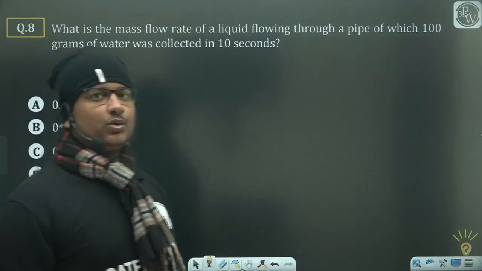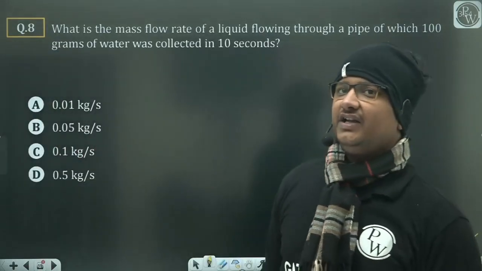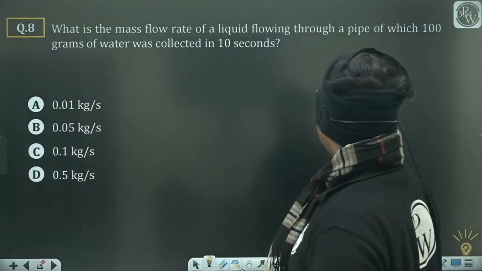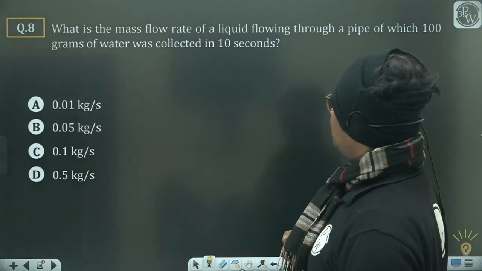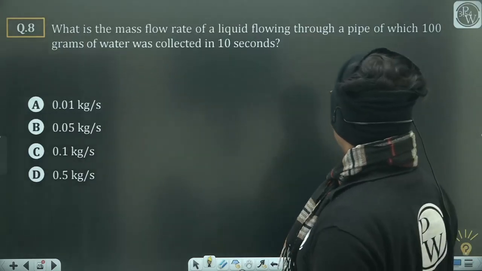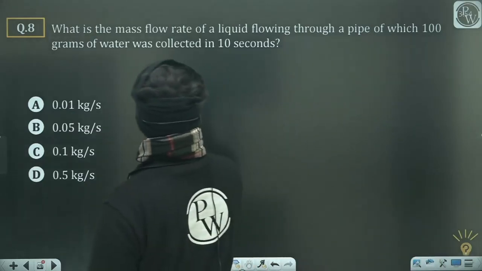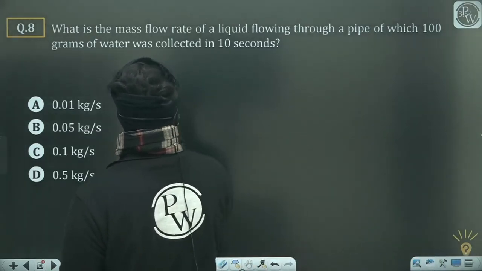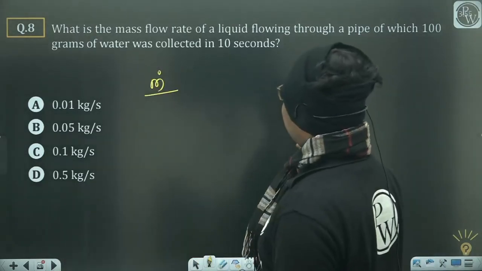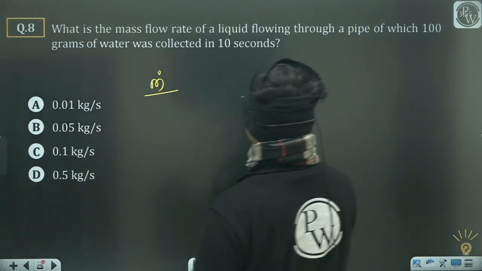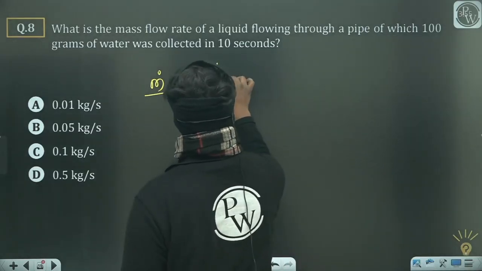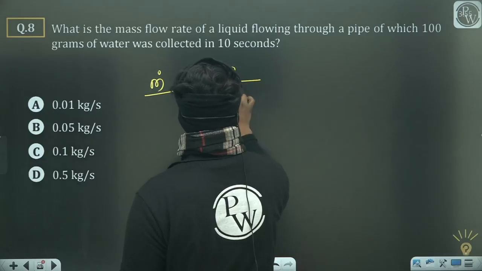Question number 8. What is the mass flow rate of a liquid flowing through a pipe of which 100 grams of water was collected in 10 seconds? Okay. So they are asking mass flow rate. That means they are asking m dot. What they are telling is that 100 gram of water was collected in 10 seconds. So mass flow rate is mass, that is 100 divided by 10 seconds.